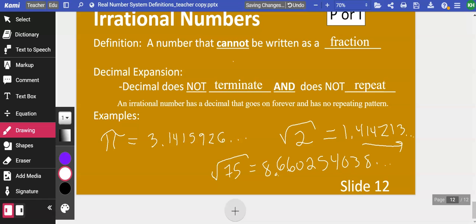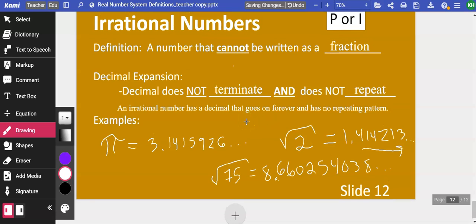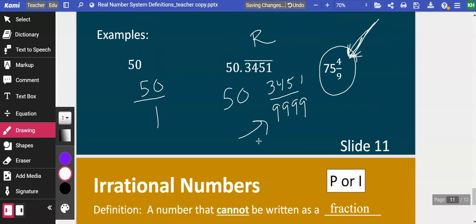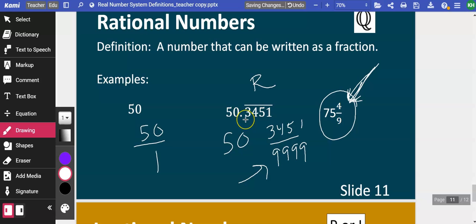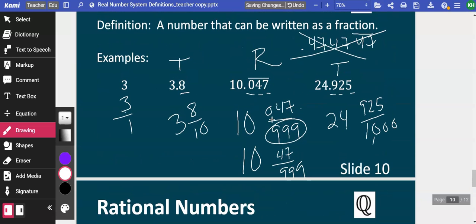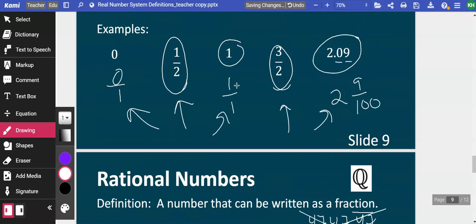So in summary, I just want you to remember that irrational numbers cannot be written as a fraction. They have decimal expansions that go on forever and have no pattern. If you look at a rational number, it's either going to have a decimal that goes on forever but has a pattern, or it's going to have a terminating decimal, or we can also take any integer and change an integer into a fraction.